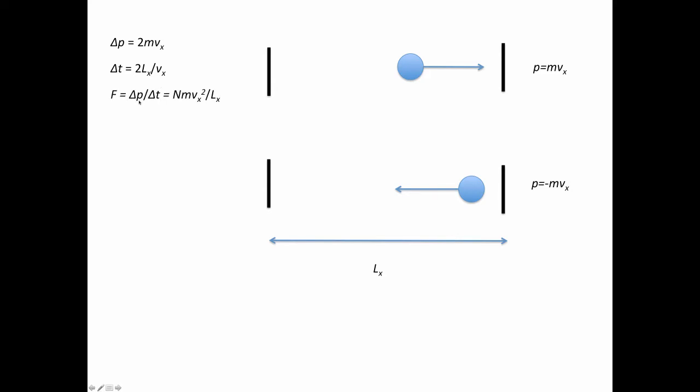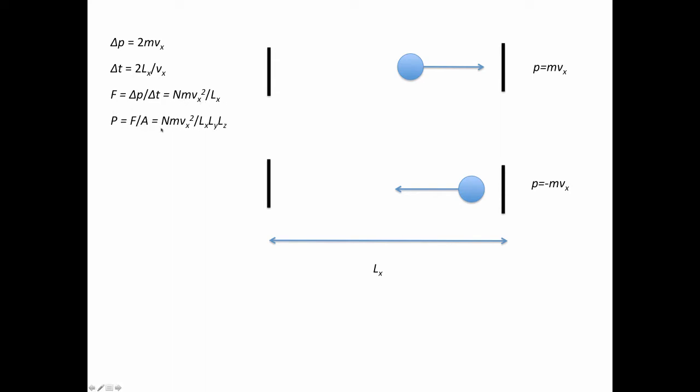Force is just change in momentum over change in time. This is Newton's second law of motion. So if we divide delta P by delta T and we multiply by the total number of particles in the box, then we find that the force on the walls of the box is N times mvx squared over Lx.